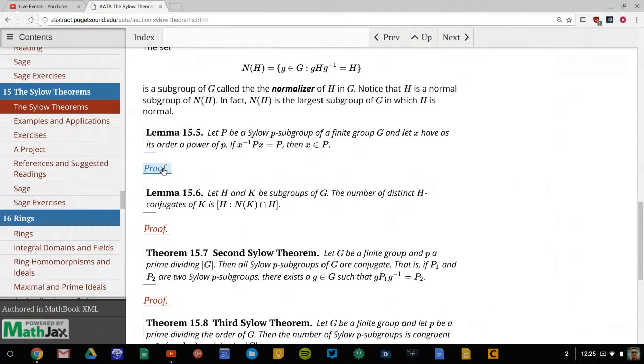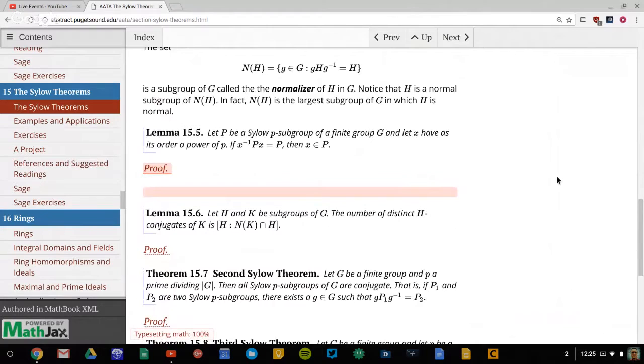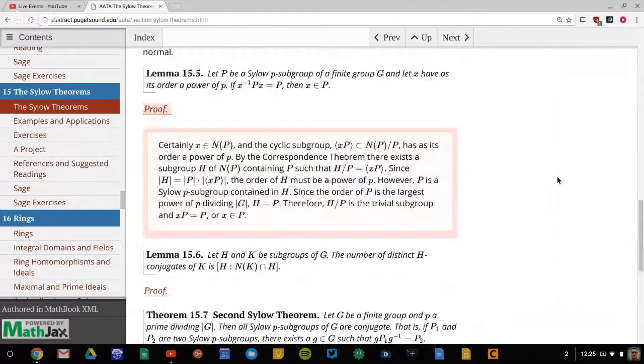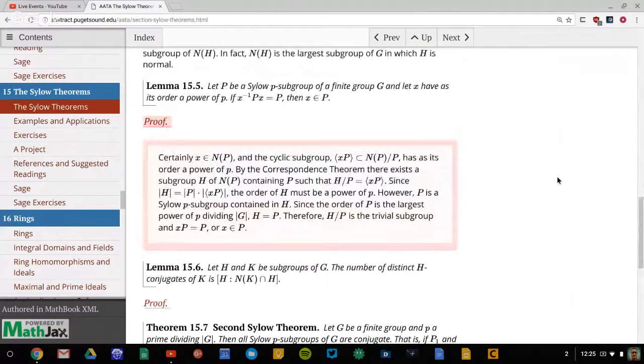So let's see what is needed for the proof of that. Certainly you can see by the definition there that when you conjugate P by X or by X inverse, you again get P. So certainly X qualifies as an element of the normalizer of P, because this is the defining criterion for being in the normalizer. P is normal in its own normalizer, so we can talk about the quotient.